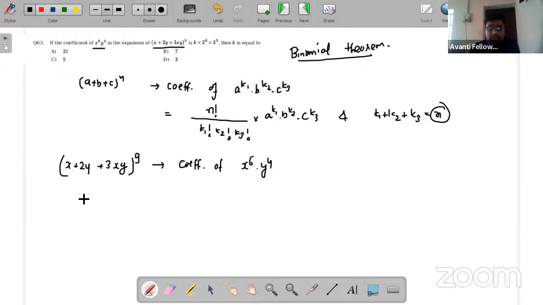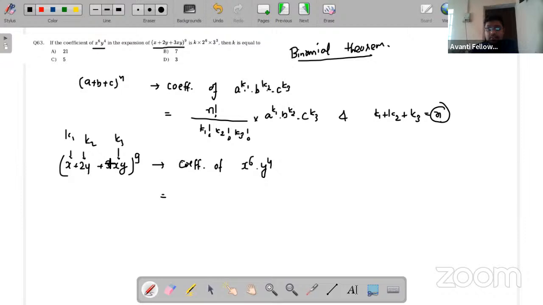Now here the thing is, at first instinct we can see that here the power sum, I have told you that if power is asked, k1 plus k2 plus k3, then it should be equal to n, but here 6 plus 4 is not equal to 9. So the thing is here we have three terms, and there are x common. So it might be possible that there is some power k1, some power k2, and some power k3, such that the net power of x will be k1 plus k3.